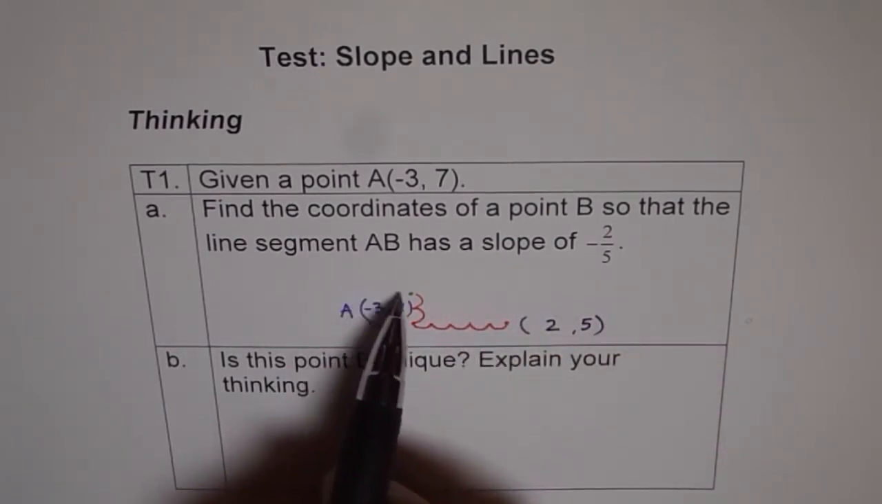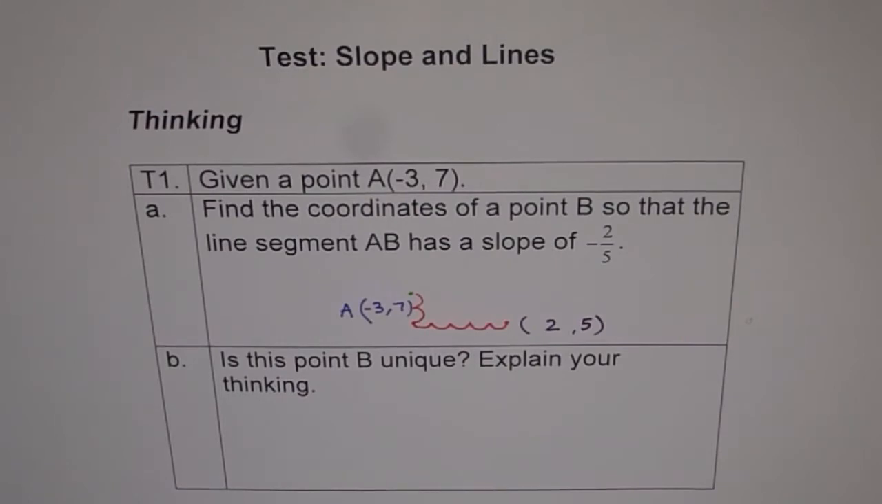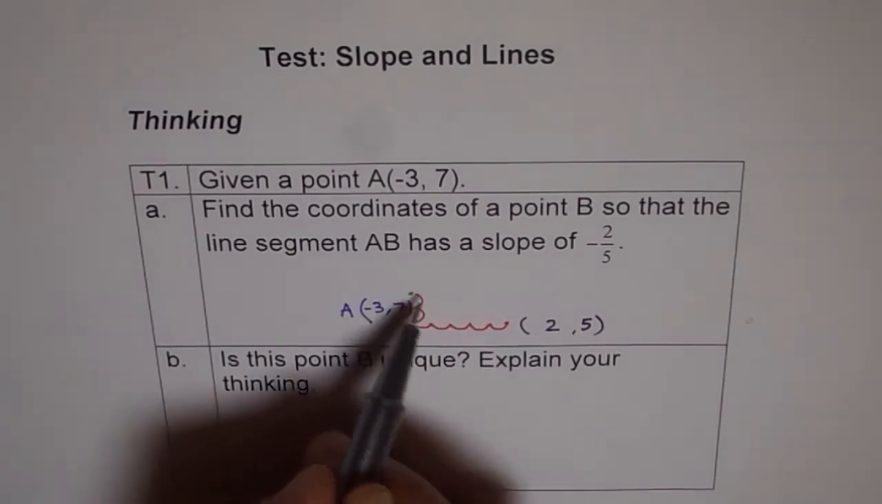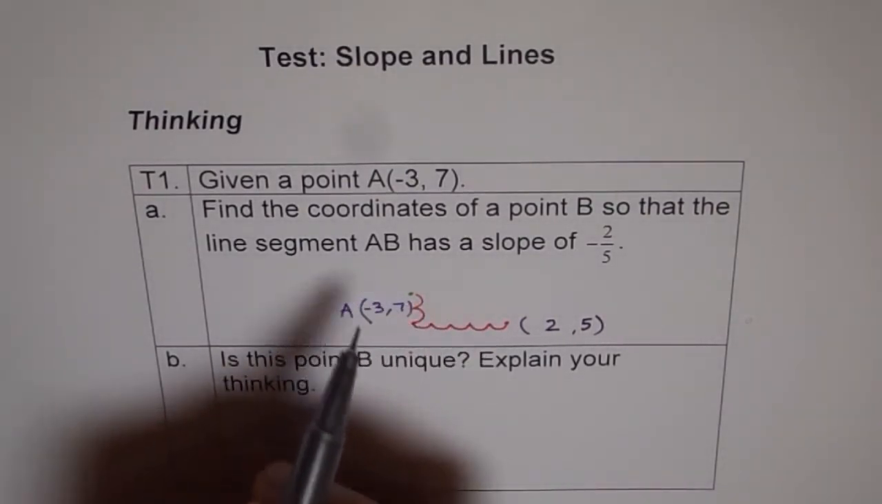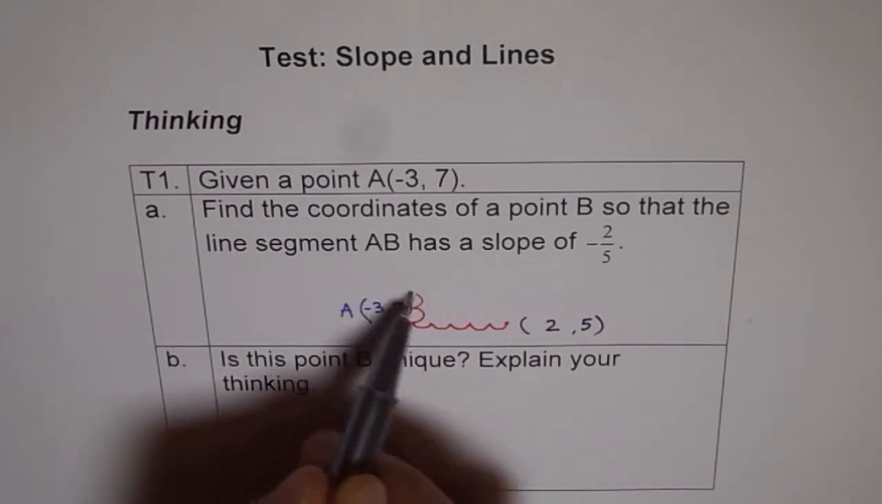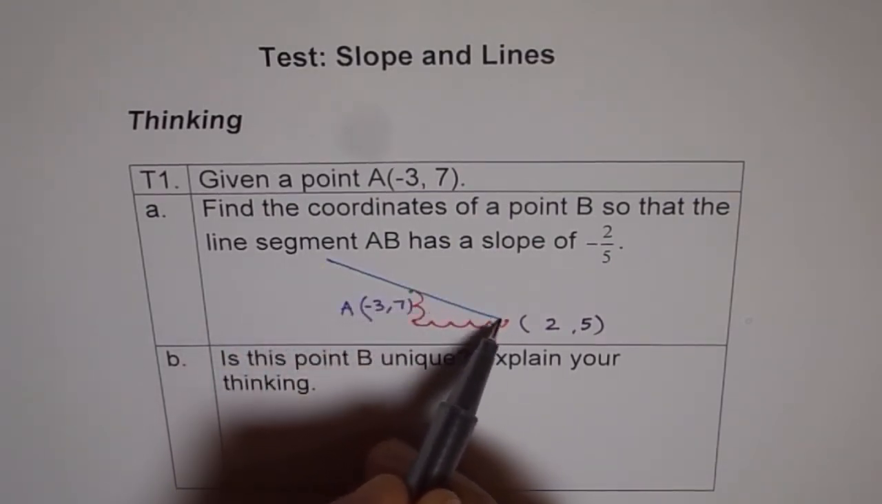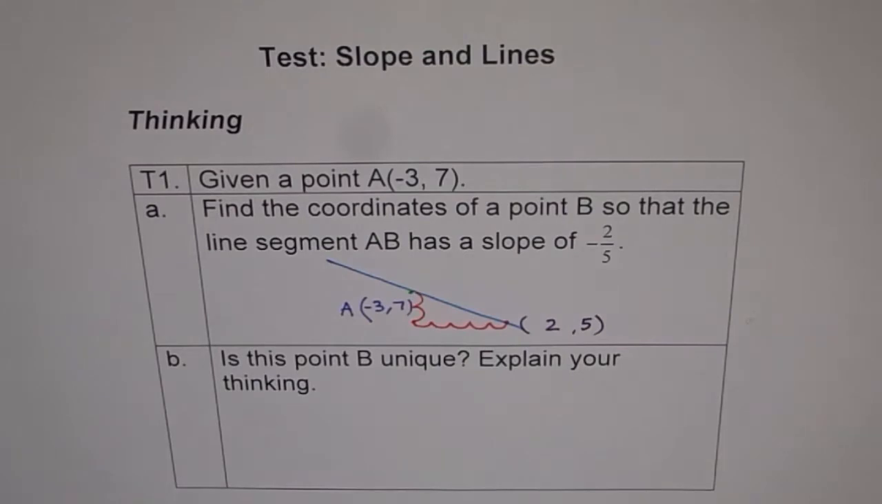And if we join these two points, then we know that we have a slope of -2/5. So let me join it, just roughly. That is where we go, like this. Oh, that's fine, good enough.